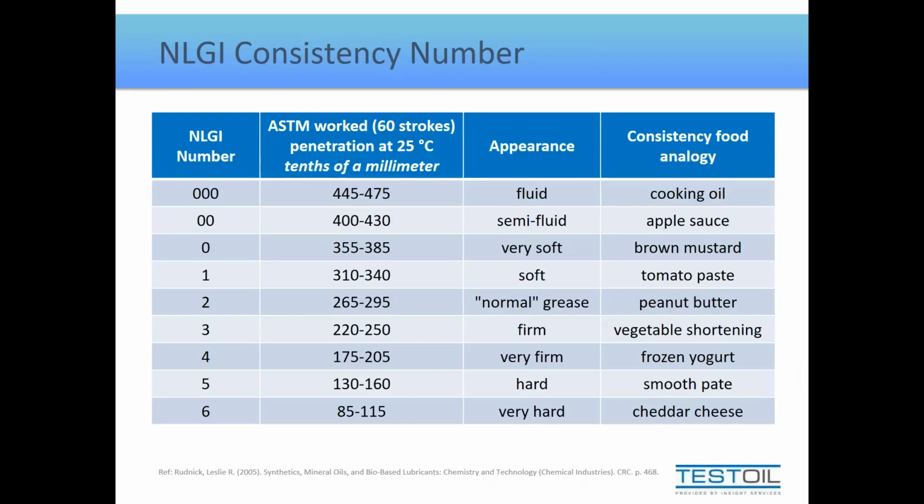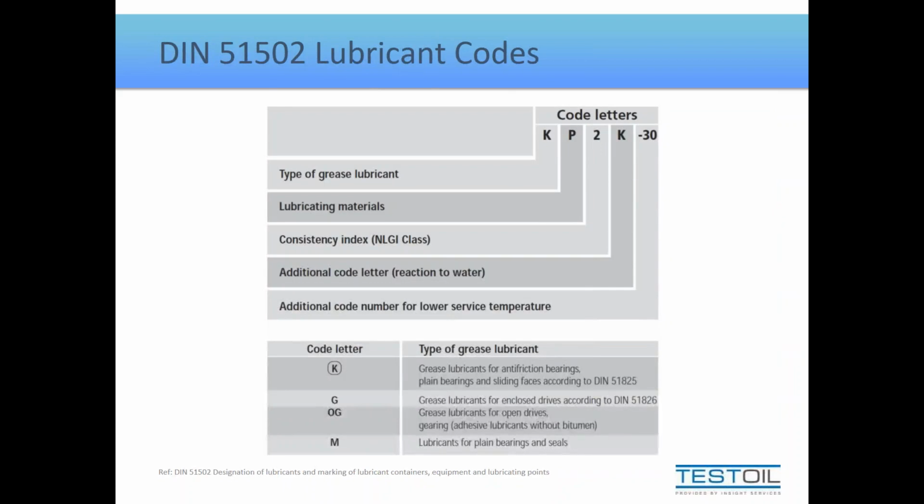Where we tend to use the harder greases is very limited applications. I've come across them being used on cables for ski lifts, but other than that, you don't see them terribly often. Now, one of the things about the NLGI consistency number is it does appear in other forms. One of the classic ones would be DIN 51502. This is a way of coding greases with a set of letters and numbers. So I've given you the breakdown here just in case you've come across these as a grease specification.